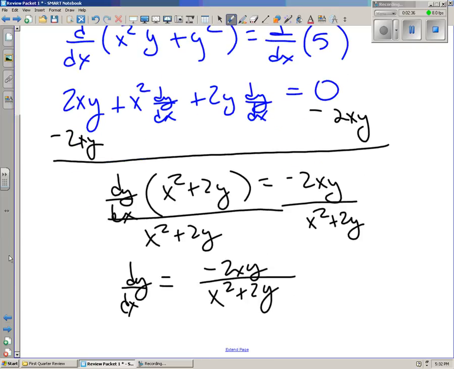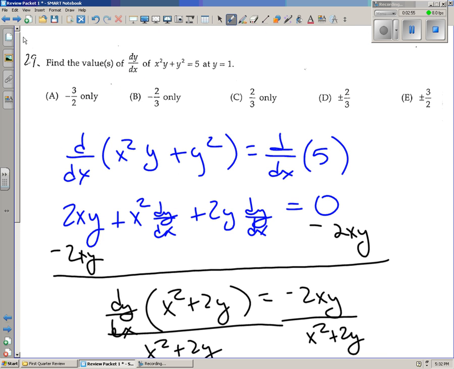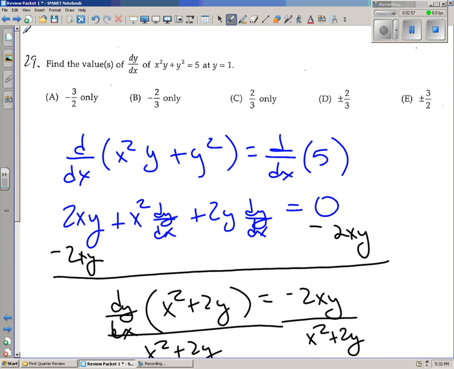So now we have dy over dx is that. And we want to find out what this is when y is 1. So if you plug in 1, we end up getting dy over dx when y is equal to 1 is equal to -2x over x squared plus 2, which begs the question, what is x? So we need to go back into the original and figure out what x would be. So I'm going to do that up here. If y is 1, we get x squared times 1 plus y squared, which is 1 squared, which is 1, equals 5. So x squared is equal to 4. So x is plus or minus 2, which, well, let's see if that affects the answer.